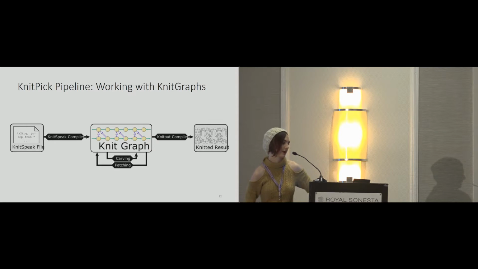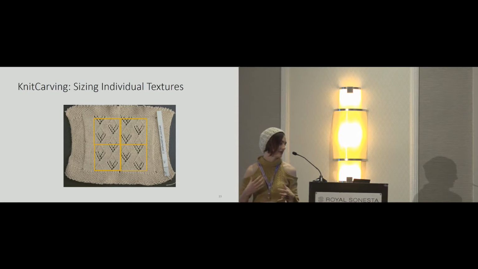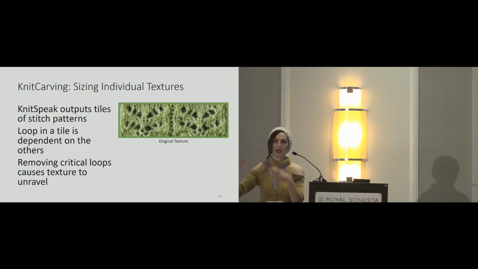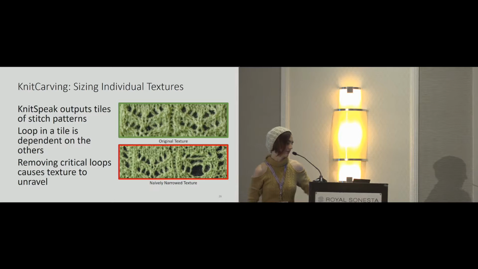I'm going to start with KnitCarving. KnitCarving is for sizing individual textures. You can think of a texture as a tile that you repeat across a rectangular grid. So in this case, there are four repetitions of this lace structure. And if I want to cut into these textures to reduce the width, then I'm going to have to think about that loop-to-loop constraint. Which loops can I remove before the thing unravels? So let's say I want to narrow this by just cutting off this edge right here. Well, the naive result is going to produce this hole where the fabric is starting to unravel as I touch it.